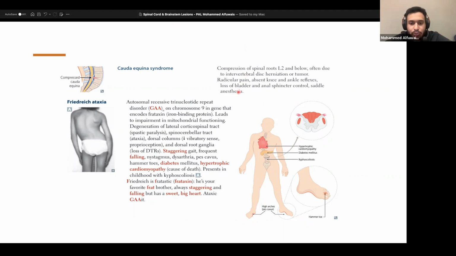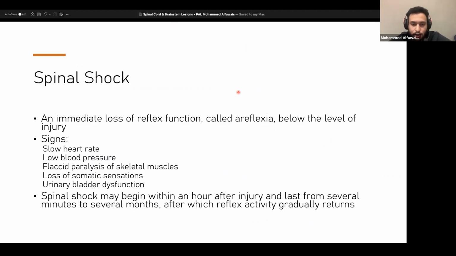Perfect. So now the last thing I will cover in this half of the series is spinal shock. Spinal shock happens when you have an injury of the spinal cord. It leads to an immediate loss of everything from the spinal cord, called areflexia. Below the level of the injury, you might have bilateral flaccid paralysis and loss of all sensations below the level of the lesion. This is not permanent, it's usually temporary. It will subside with time, either minutes or months later, and reflexes will gradually come back. How can you tell if a patient is going through spinal shock?